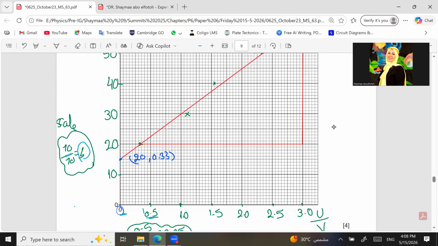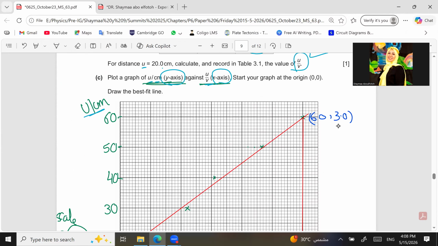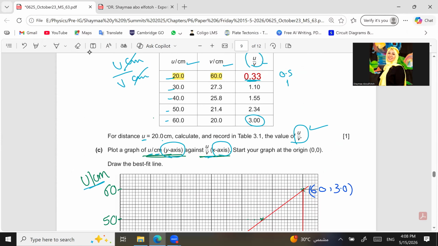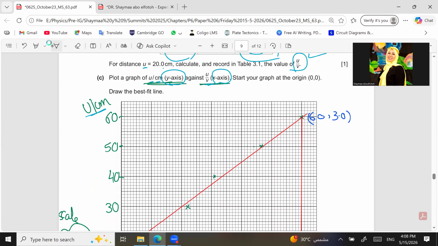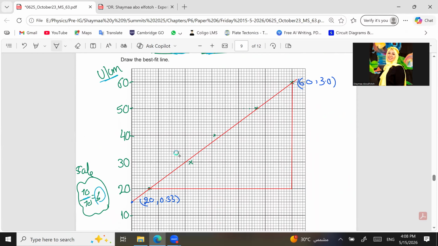After plotting the graph according to the points which we have above, I'm going to plot the graph between U and U over V. You have to focus on which one I need: I need U with U over V. I am going to focus on the two columns. After plotting, as you see, I'm going to show the line of best fit.